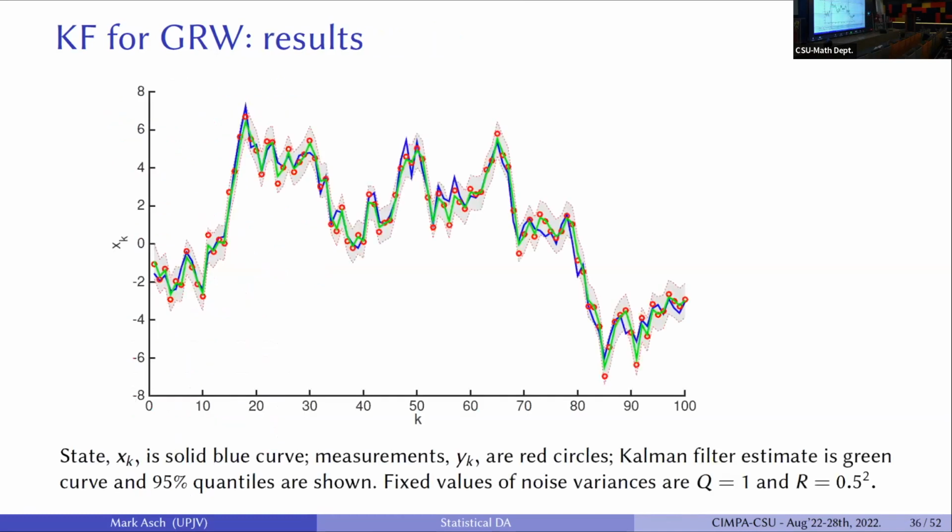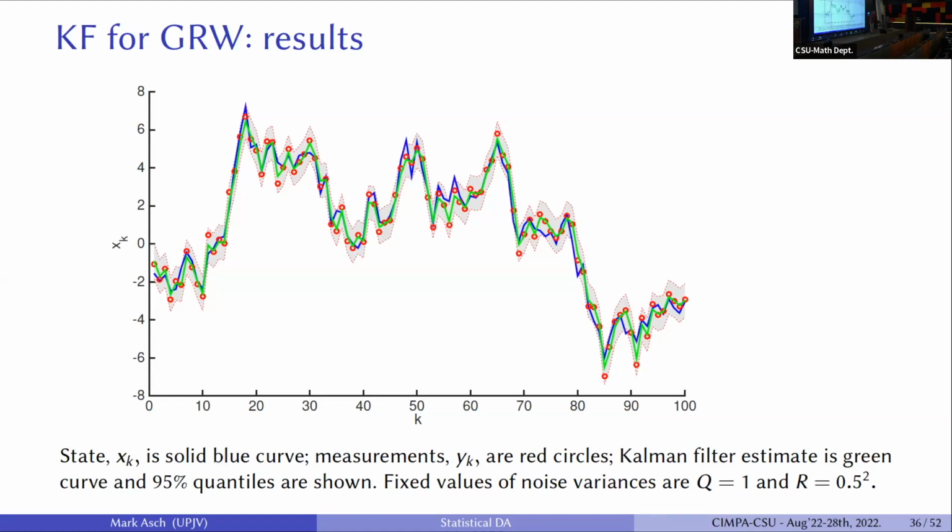Well, it works very well. This is just a Gaussian random walk, so it's something very noisy, it goes all over the place. I'm sure with Yusuf, you'll simulate some of these simple processes. Here you can see the state is the solid blue curve, measurements that arrive are the red circles, and the Kalman filter estimate is in green. And then I've put 95% quantiles around, so I've got a confidence interval, if you like, of 95%.